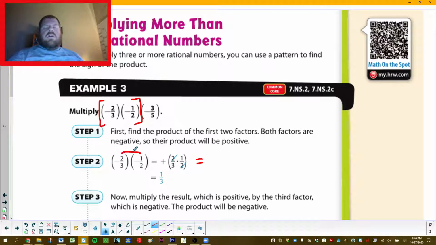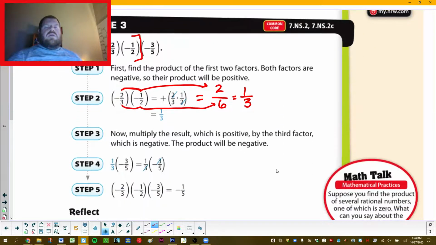2 times 1 is 2. 3 times 2 is going to give me 6. I have 2 over 6, and I can reduce it. I can reduce it because I didn't do the cross reduction that they do, canceling out the 2's. But I do reduce it to 1/3. Okay, so now I've got 1/3 times my -3/5. All right, so I do have to do that multiplication now. So I have a positive times a negative. That's going to give me a negative.